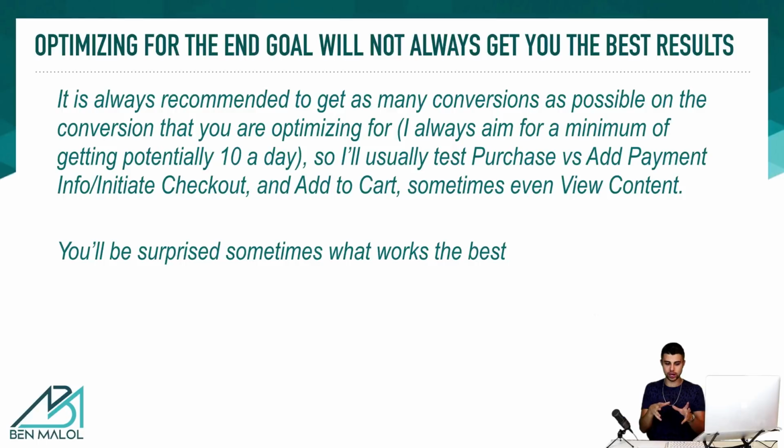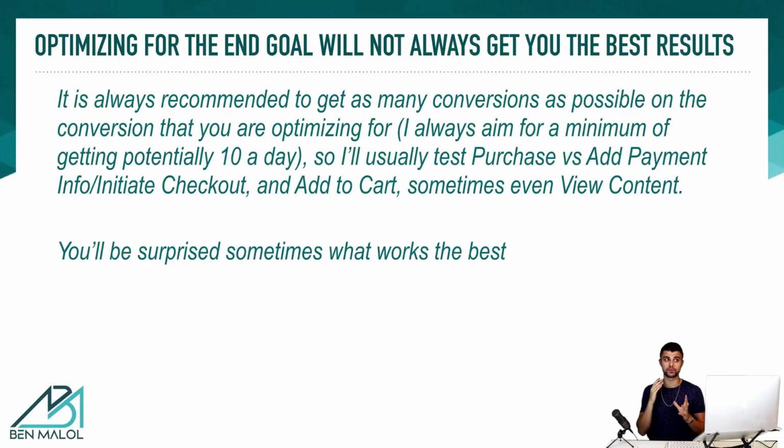I look at the ad set, I try to calculate how much I'm going to pay for the specific conversion I'm optimizing for, and I multiply that by 10. That's going to be my daily budget. The thing is that I usually test purchases and add payment info or initiate checkout. I usually test one of those and add to cart. And sometimes even view content, depending on the product. You'll be really surprised sometimes what works the best.